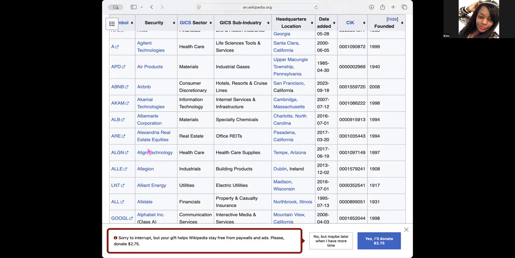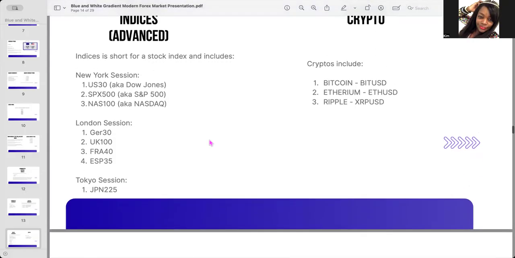Let me go back to here. All right. So the best time to trade these indices is in the New York session. The Dow Jones, the S&P, and the Nasdaq. The best time to trade it is in the New York session. Occasionally, they will move during the London session, but for the sake of, if you're trying to map out when you want to trade, what you want to trade, how you want to trade, the best time to trade, if you ever decide to trade this in the near future.